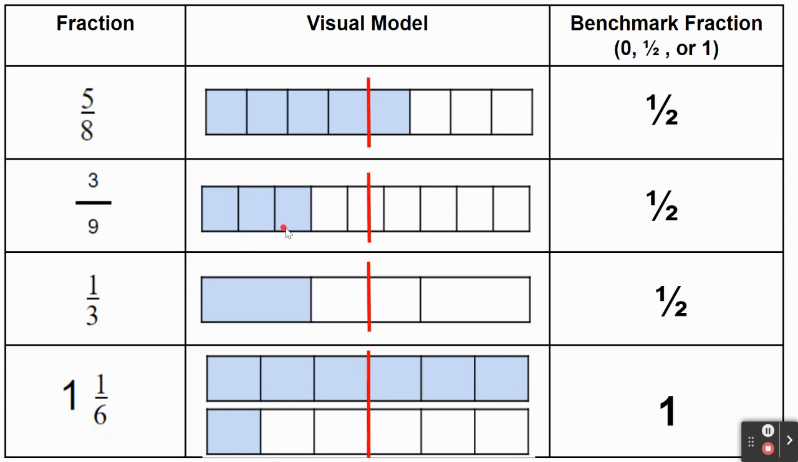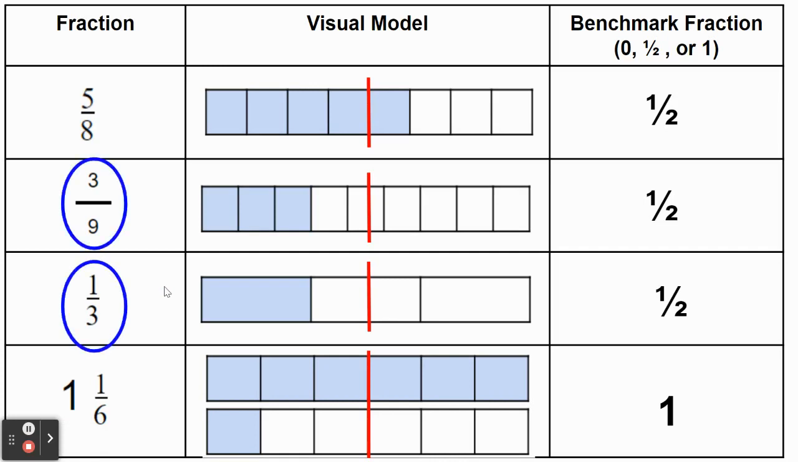Well, we already said that the same amount of the whole is shaded in both of these fractions. These two fractions are equivalent. So 3/9 and 1/3 are both the smallest fractions. So we can circle both 3/9 and 1/3. Now let's find the largest fraction. Well, if we look at our benchmark fractions, there's only one benchmark fraction that's closest to 1. So that means that 1 and 1/6 is going to be our largest fraction.